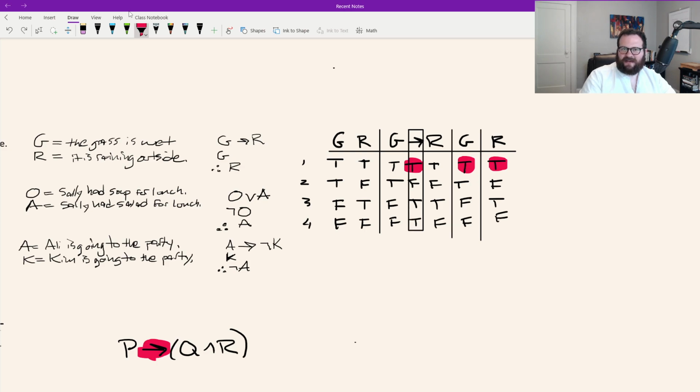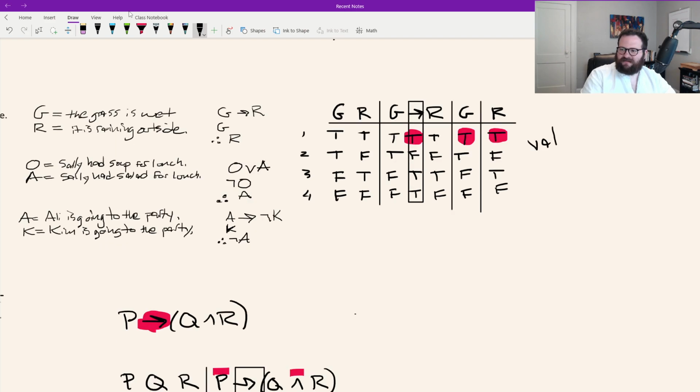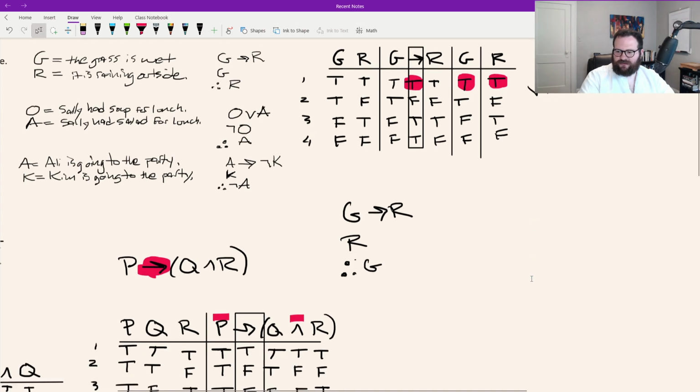So what we have found is that on every row where the premises are true, the conclusion is also true, which means this is a valid argument, right? We cannot find a single case where all the premises are true and the conclusion is false. Let's look at an example where that's not the case. Let's keep things simple. We still have if G then R. And this time, as our second premise, we have R. Conclusion, G. Okay? So let's make a complete truth table for this.